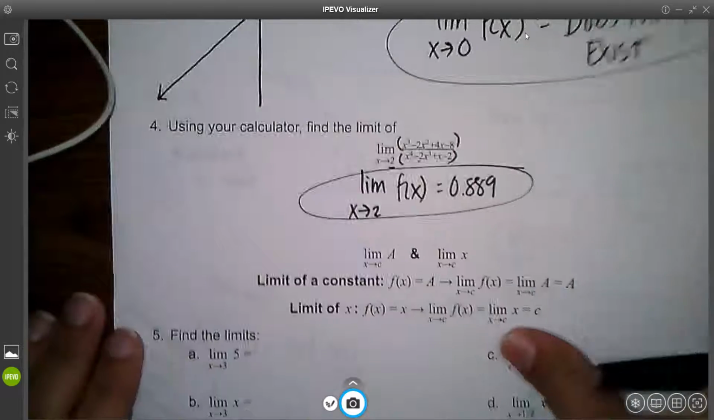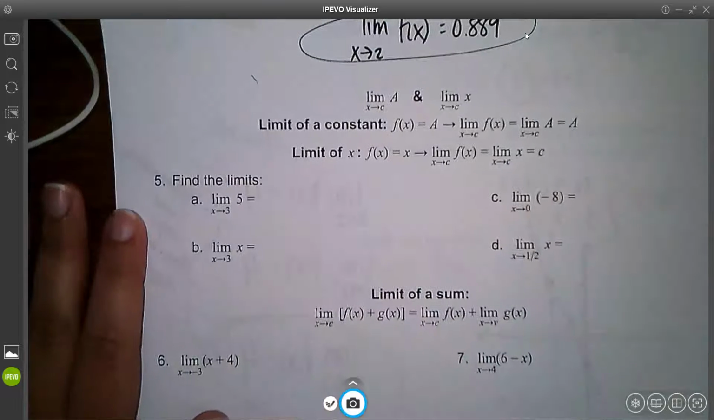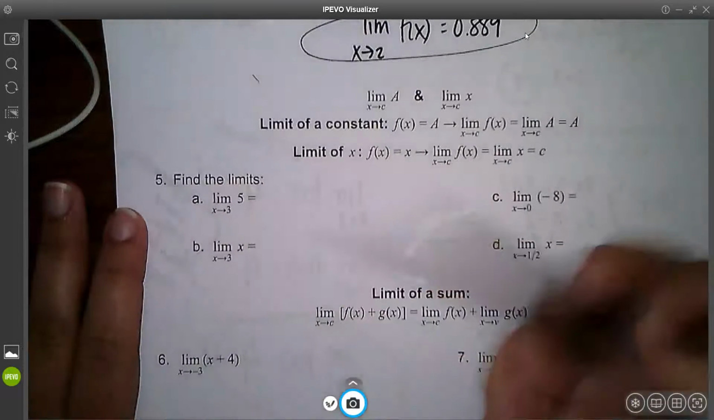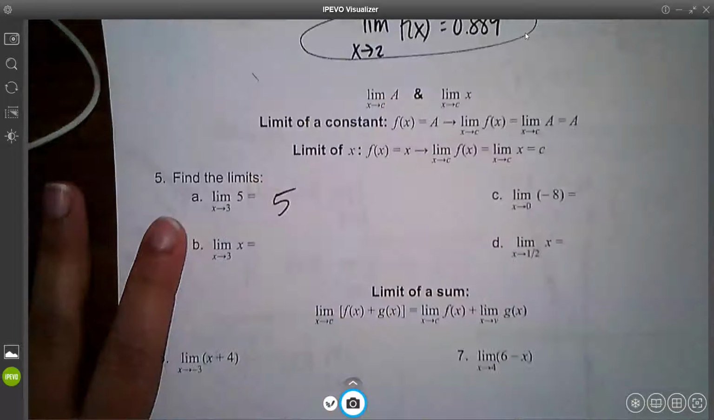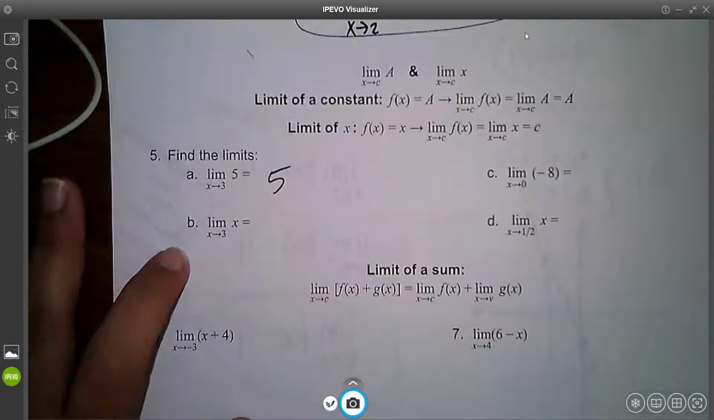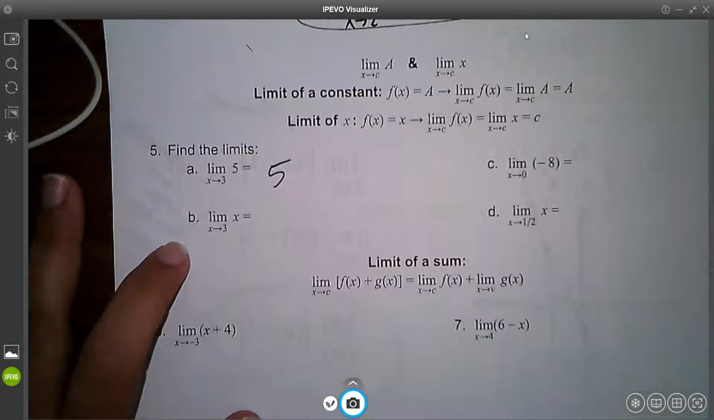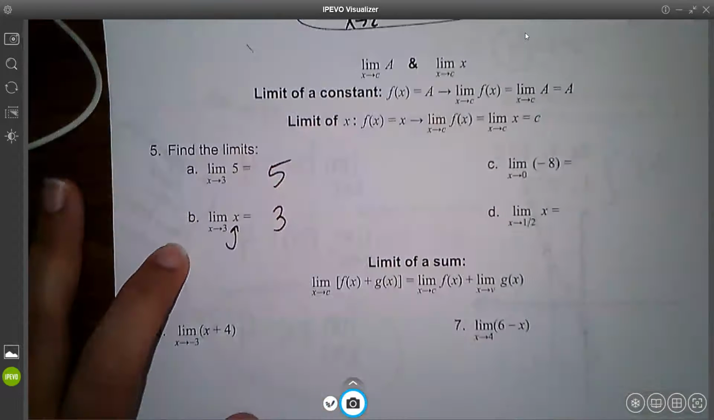Now, a little more. Find the limit of a constant. The limit of a constant is just the constant itself. When there's not a variable, if you plug in 3, it doesn't change anything. Your limit is 5. When you have a limit of the equation like this, you just plug that 3 in for x, and so your limit is 3.